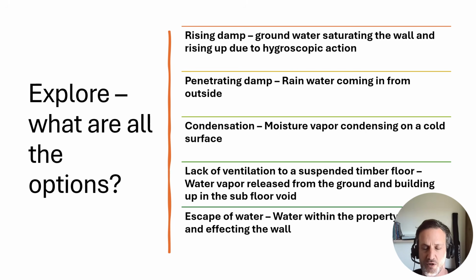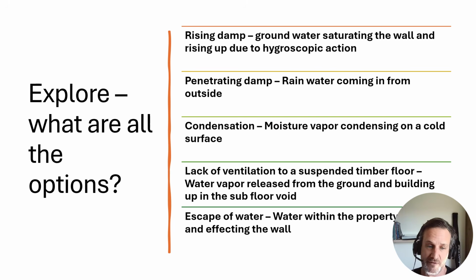Okay, so we could be penetrating damp. So that's rainwater coming in from outside. Condensation, so obviously moisture in the air condensing on a cold surface, or lack of ventilation to a suspended timber floor. My favourite type of damp. I do love a bit of timber floor. I get very excited about timber floors, but this is where we've obviously got water vapour being released from the ground and building up in the subfloor void. Obviously it affects the floor. That can also cause damp in walls.